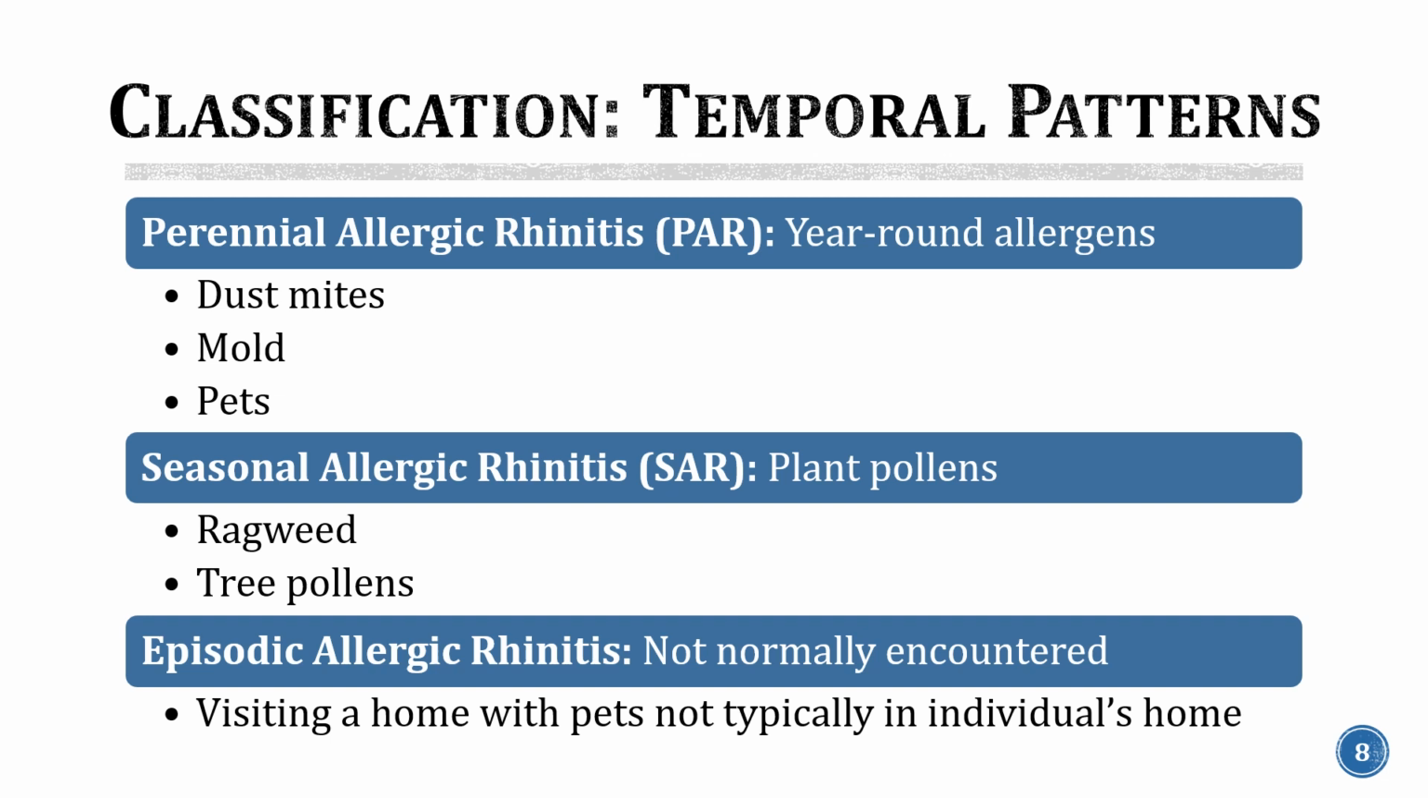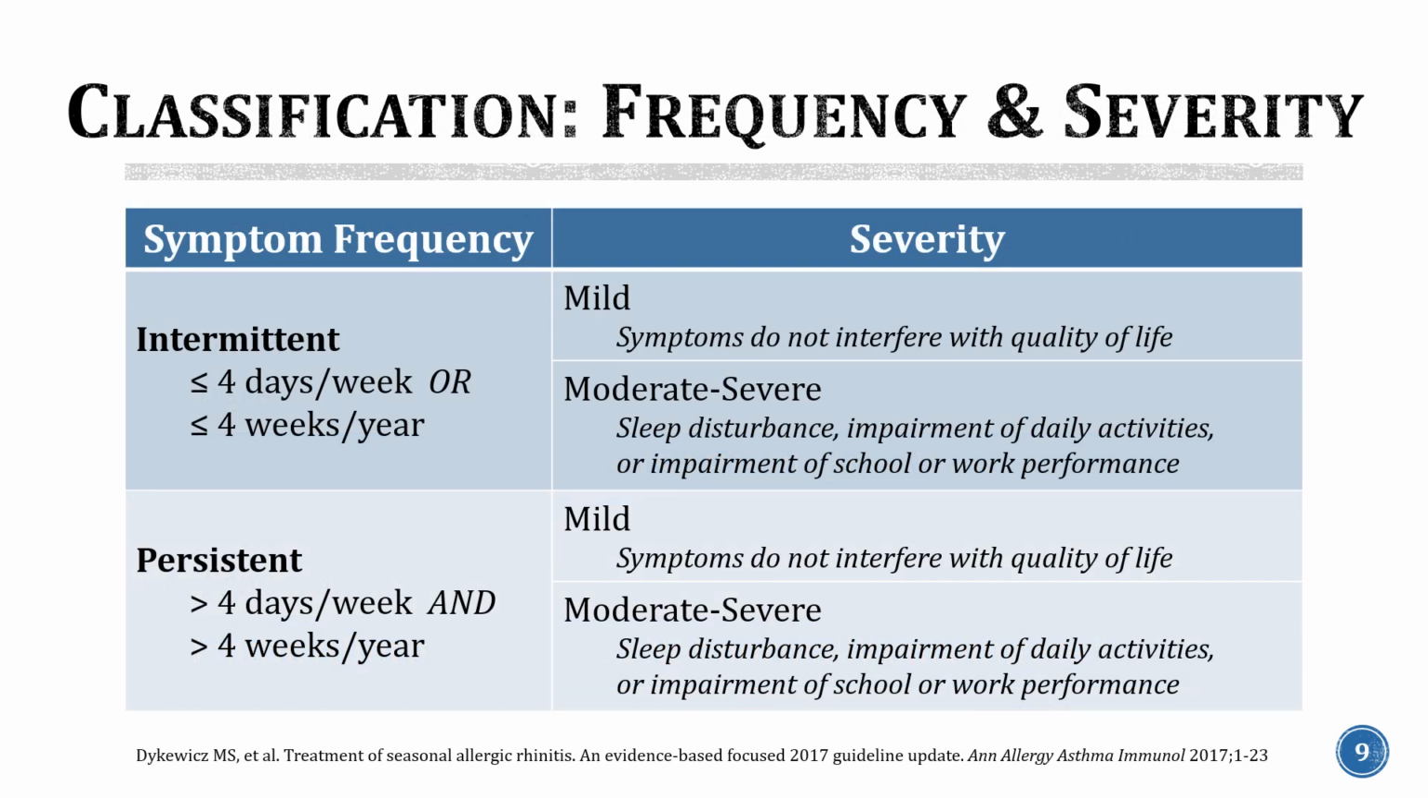We also have episodic rhinitis from allergens not normally encountered, such as visiting a home with pets that the individual typically doesn't encounter in their own home. The other way to classify allergic rhinitis is by frequency and then by severity. So this table here is important to remember since it guides our treatment, knowing how the patients are classified.